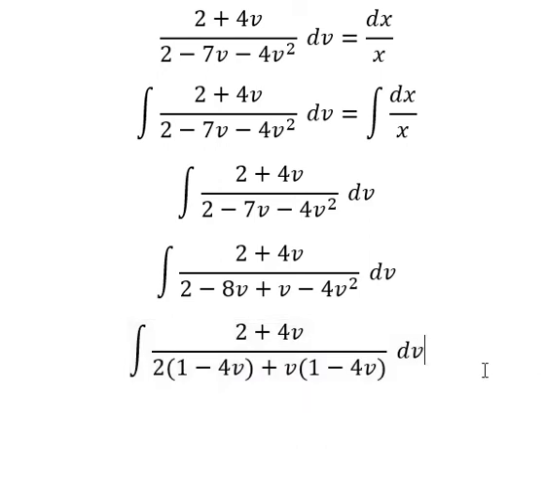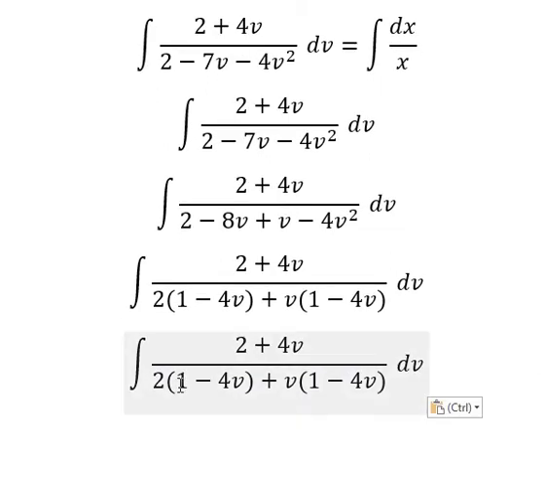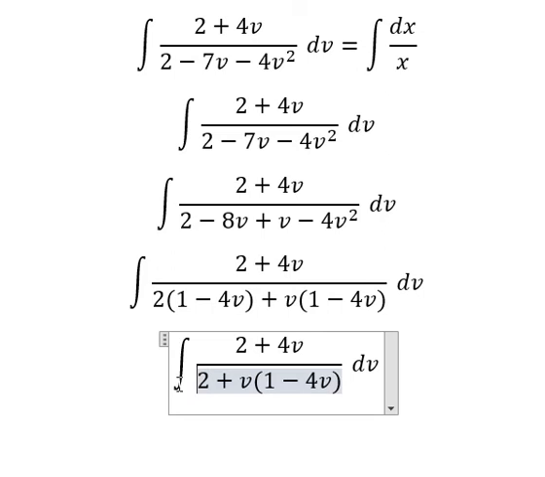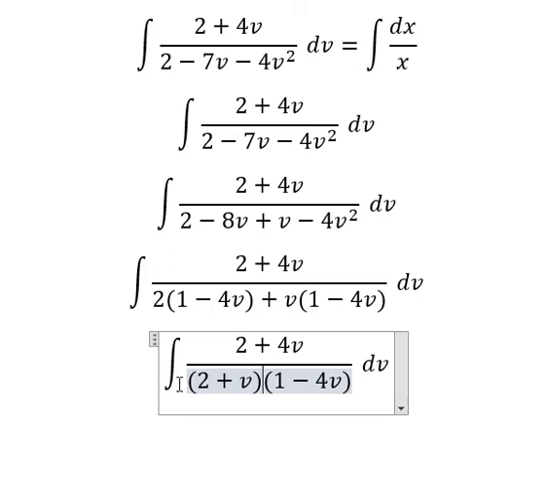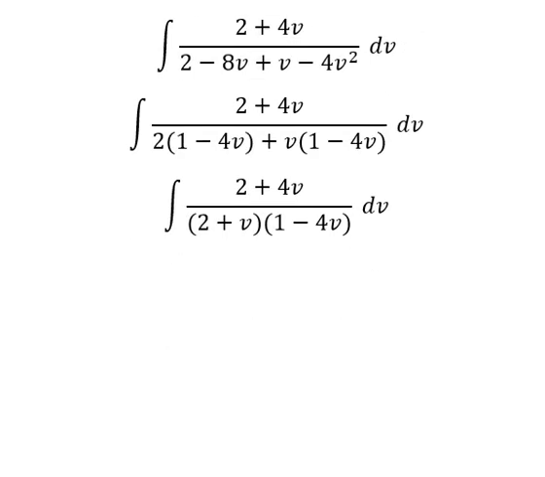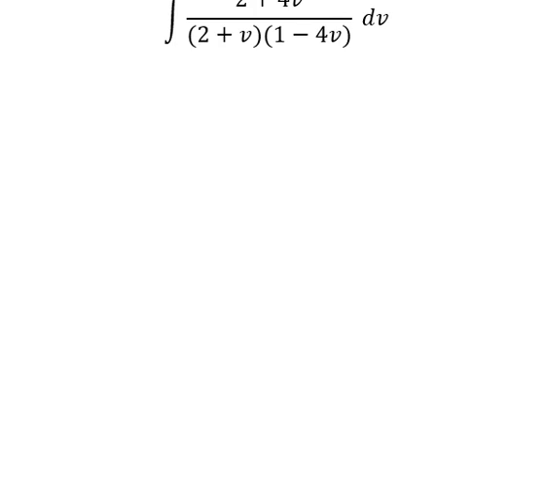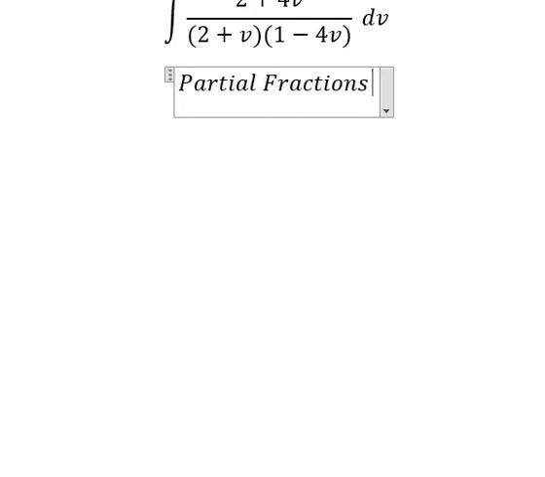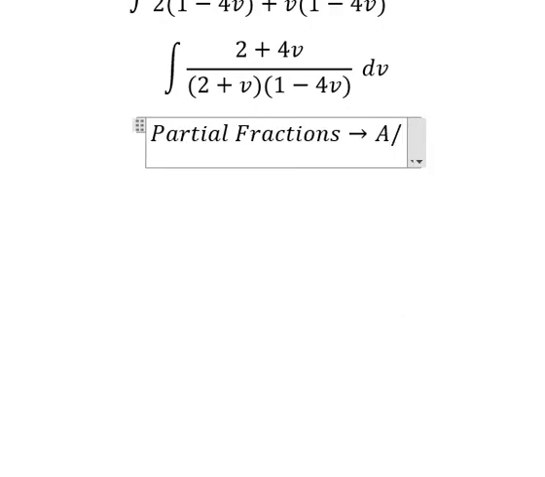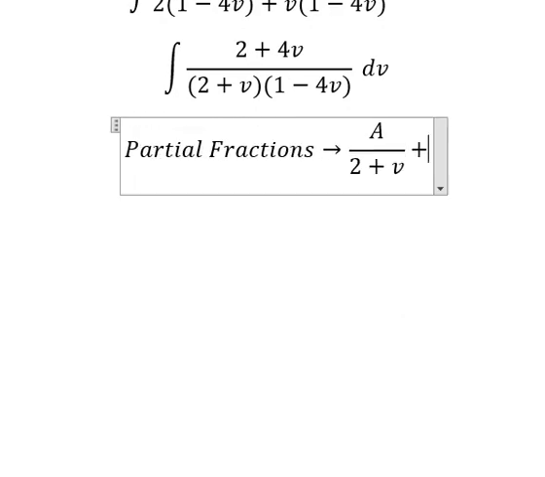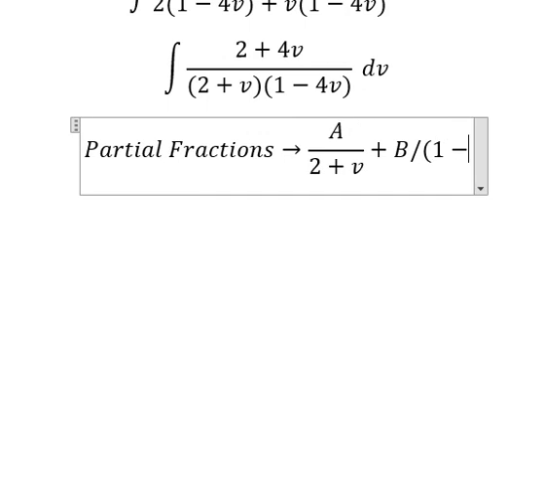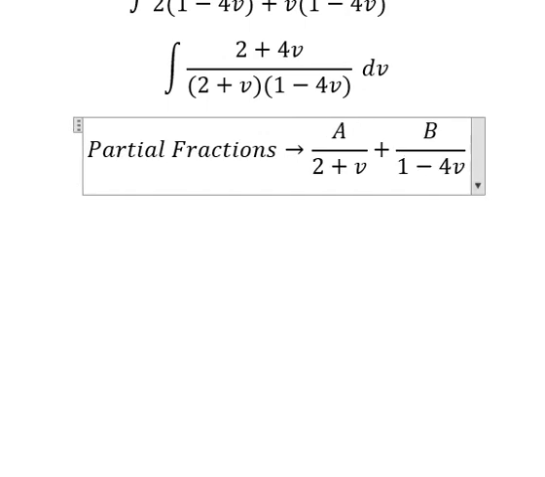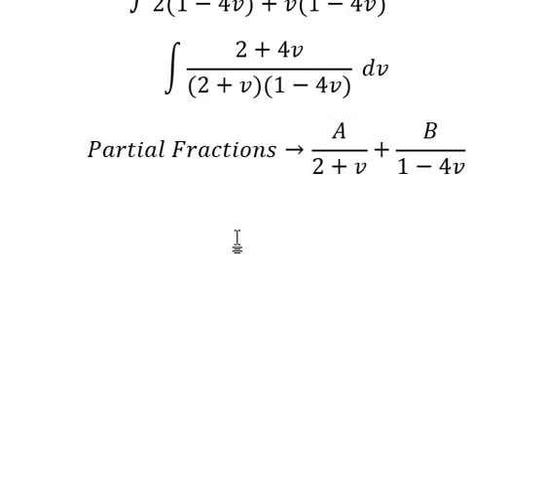Next, we can do another factorization by 1 minus 4v. Next, we can use partial fractions. So I will put A over 2 plus v and B over 1 minus 4v. Now we do common denominator.